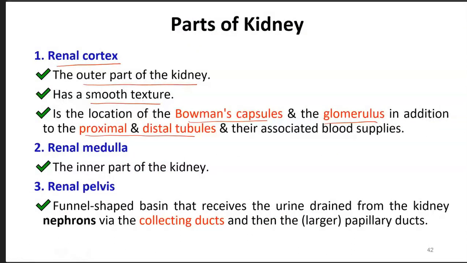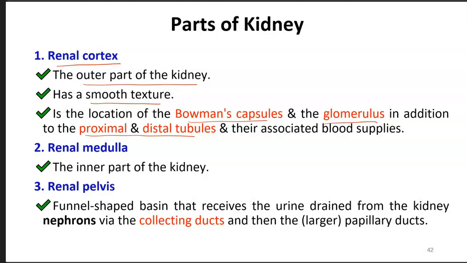And then in the medulla, you have the collecting ducts, and also part of the loop of Henle and also part of the collecting ducts. So you have to know the components of the nephrons. The outer part is the cortex, and the middle or inner part is the renal medulla. So that is the medulla, the inner part of the kidney.